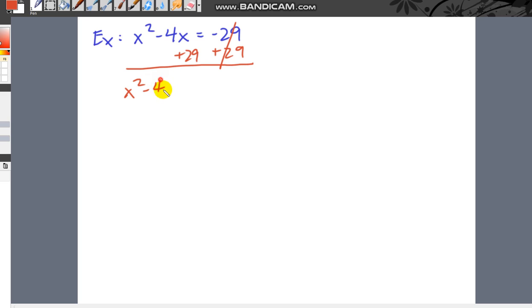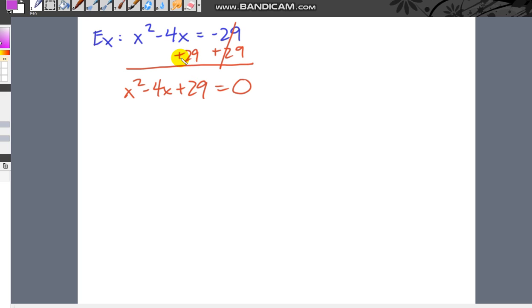Okay, so let's say I give you something like this. Our example is x squared minus 4x equals -29. What we want to do is try to get our equation in the form ax squared plus bx plus c equals 0, right? So in order to do that, we can add 29 to both sides here. So this cancels, and then we get x squared minus 4x plus 29 equals 0.